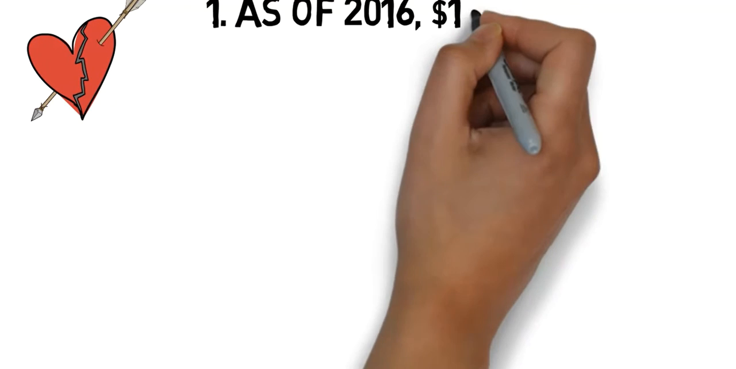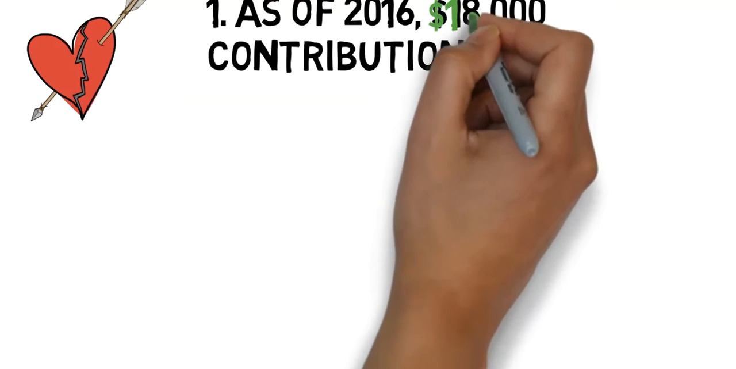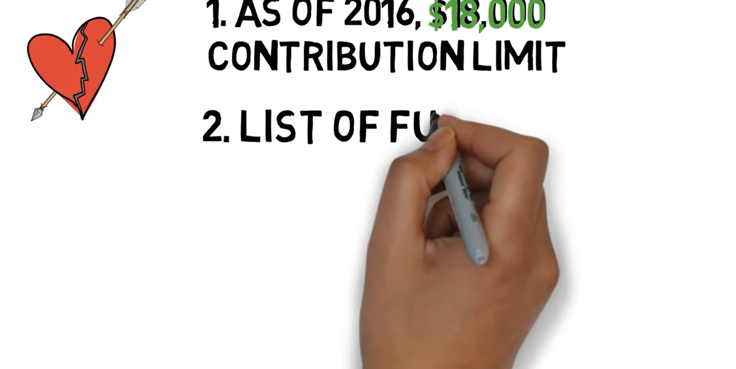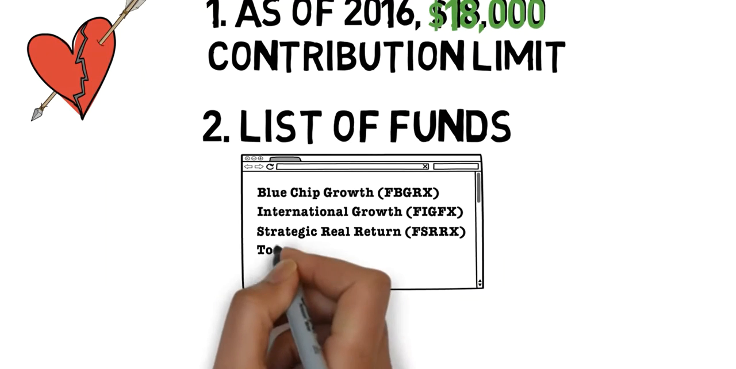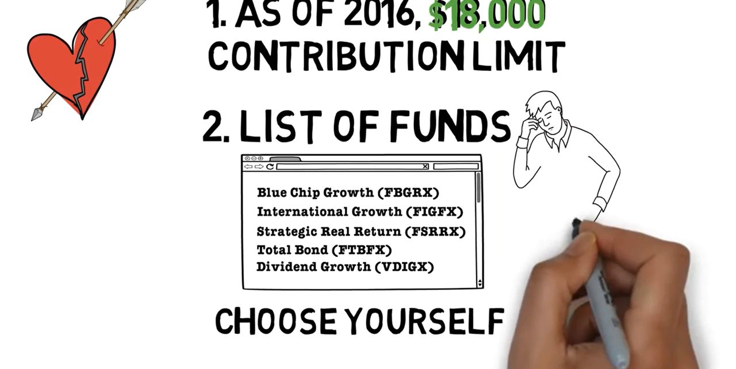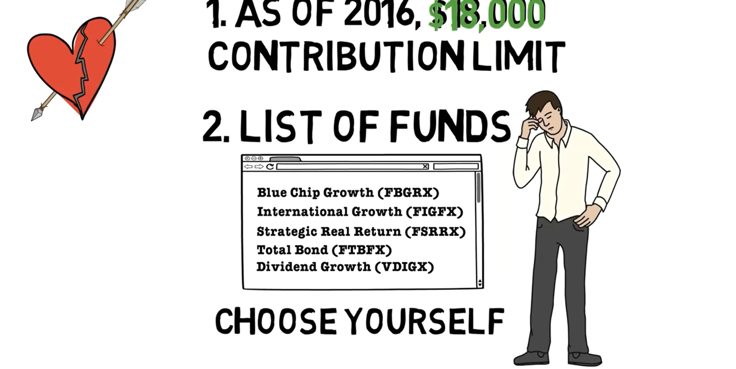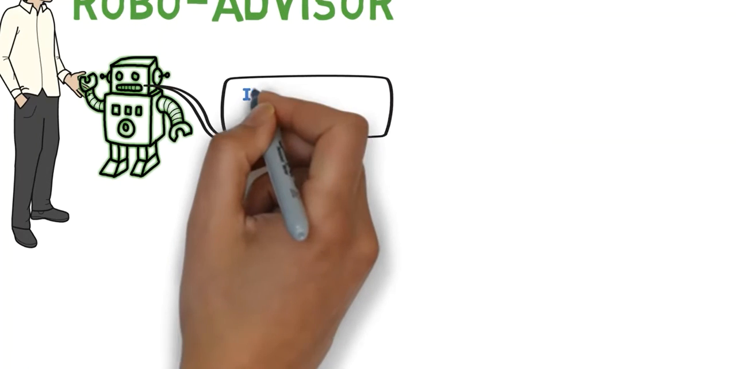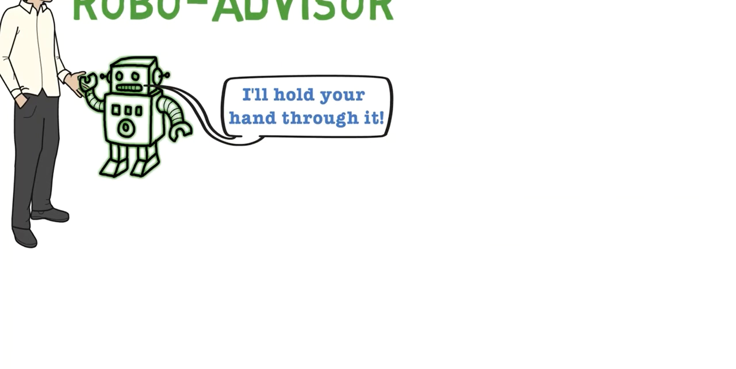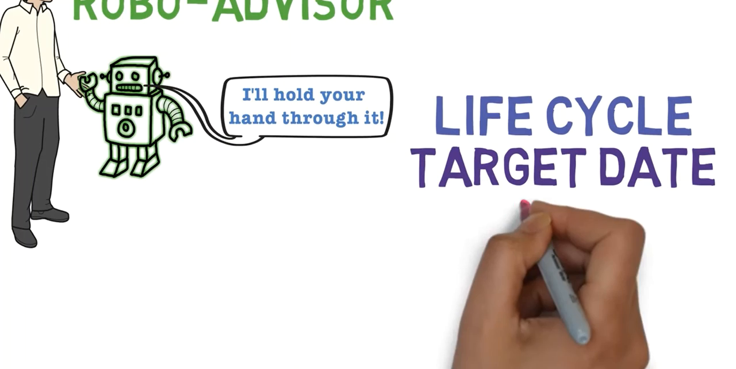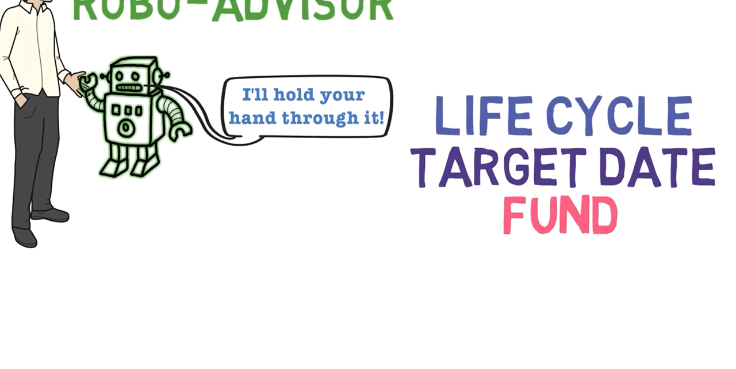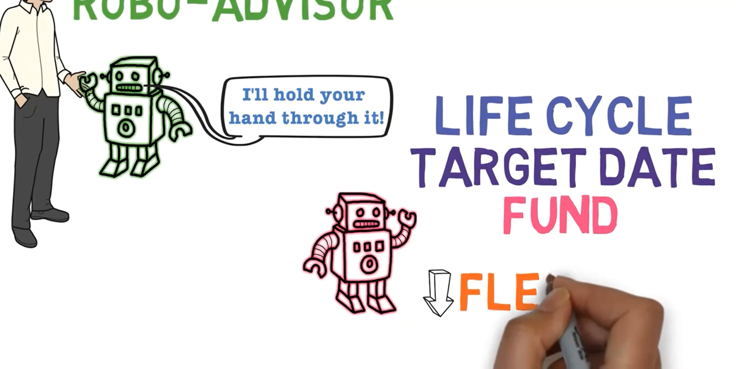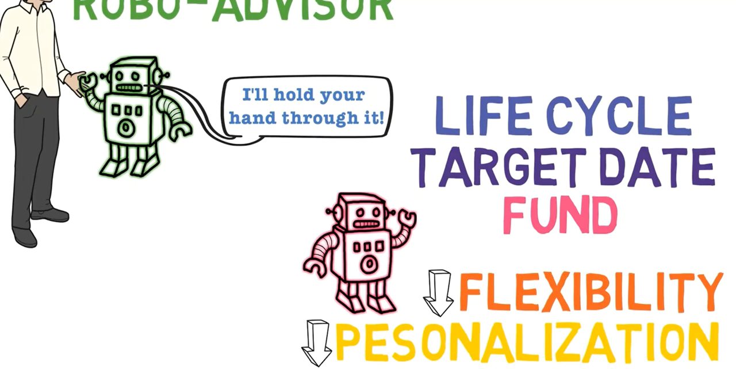1. As of 2016, your contributions are limited to up to $18,000 per year. 2. Not only will your employer restrict you to a specified list of funds, you'll also have to pick them yourself, which can be a real challenge. However, you can avoid this, either by using our recommended robo-advisor to manage your 401k, or by manually selecting what's called a life cycle or target date fund, which operates much like the robo-advisors we've described in our previous video, just with less flexibility and personalization. 3.